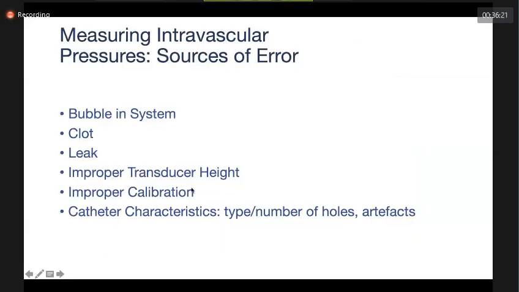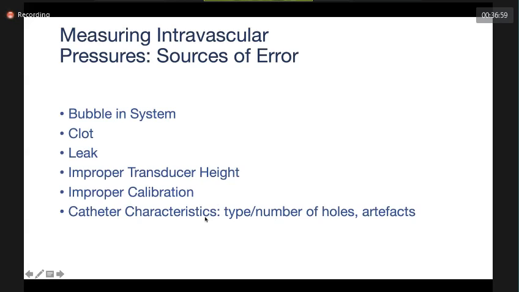So now the problem is bubbles in the system, clot in the system, or three-ways which are not properly locked. If the three-way is improperly locked, broken, or leaking, your waveform will be horrible. So improper transducer height, improper calibration, and the presence of bubbles, clot or leak are important things which you need to check prior to recording your pressures.